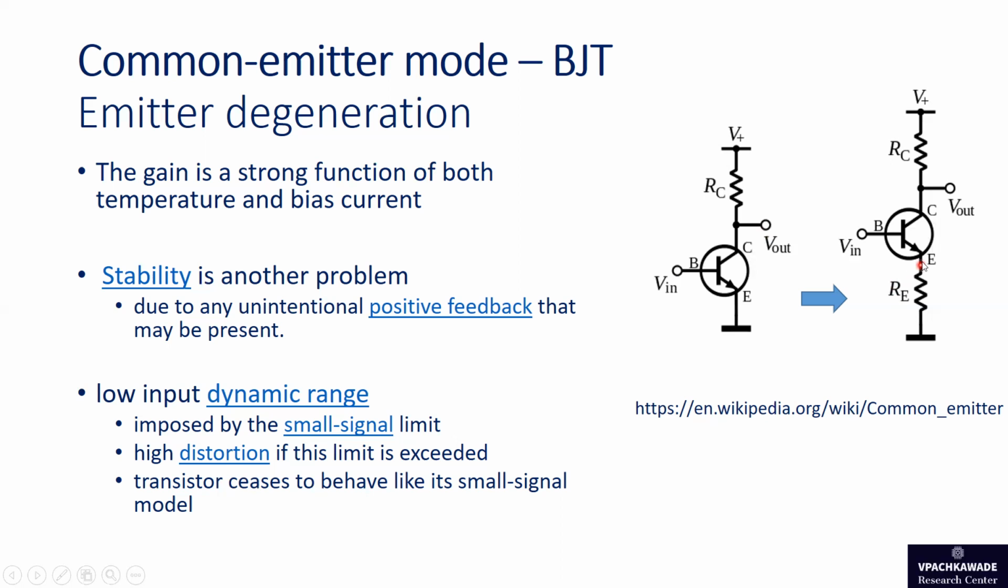What you do is that from emitter to the ground, you place a small value resistor called RE. It is called an emitter degeneration circuit. So you modify the circuit from this form to this form. You can see that now the gain of the circuit will be set purely by the ratio of the two resistors, that is RC and RE. We'll see that in a moment.